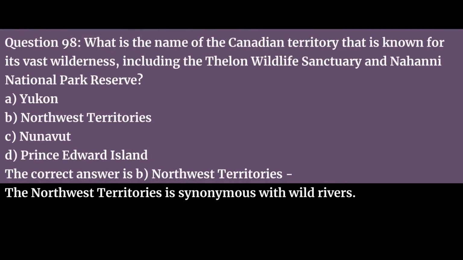Question 98. What is the name of the Canadian territory that is known for its vast wilderness, including the Thalon Wildlife Sanctuary and Nahanni National Park Reserve? A. Yukon. B. Northwest Territories. C. Nunavut. D. Prince Edward Island. The correct answer is B. Northwest Territories. The Northwest Territories is synonymous with wild rivers.